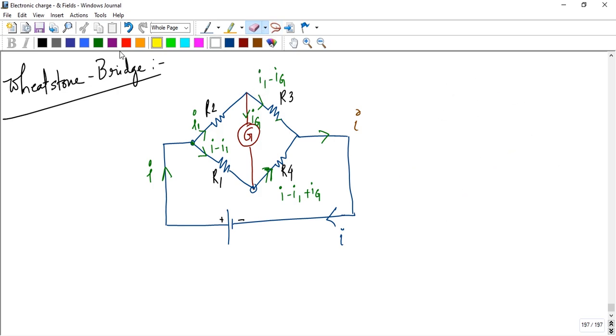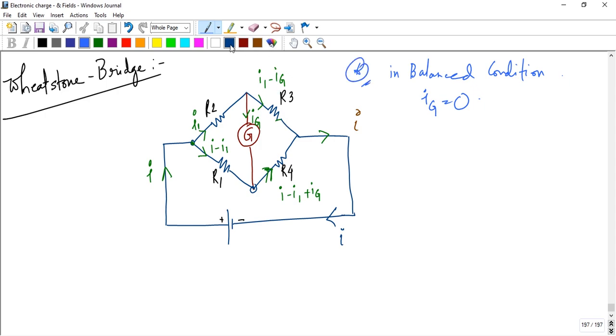Now, in balanced condition of the Wheatstone bridge, the galvanometer current is equal to 0. Okay, as a condition here, very important, the balanced condition.